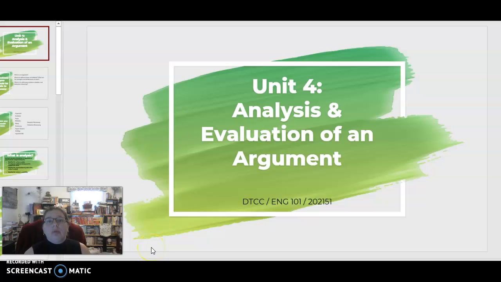In Unit 4, we'll be talking about how to analyze and evaluate an argument, which is an important skill that you'll need to master in order to complete English 101. This is the skill that you'll be demonstrating in the final paper of this course.